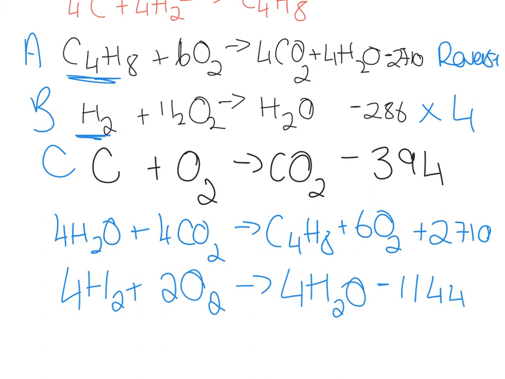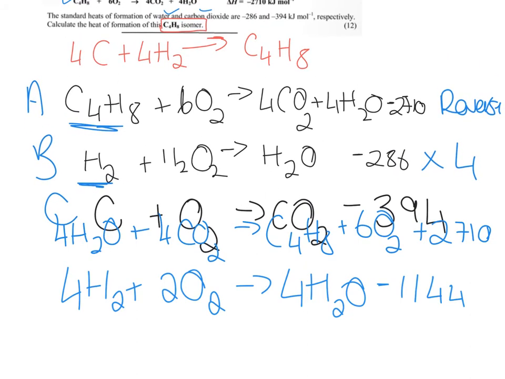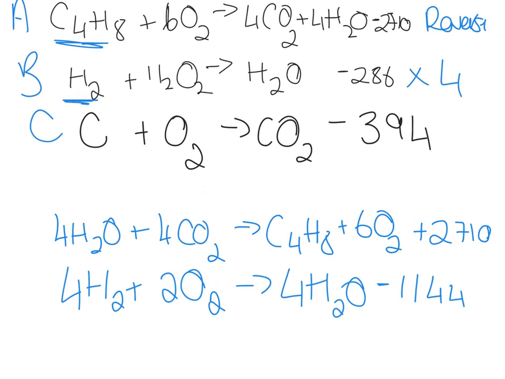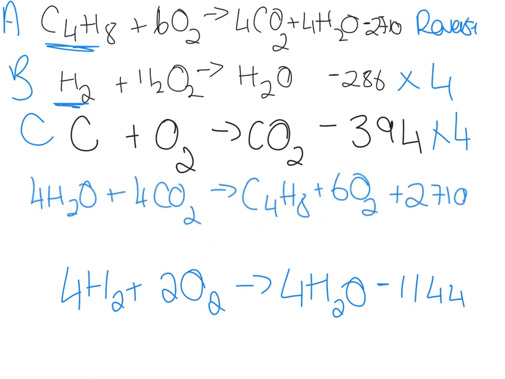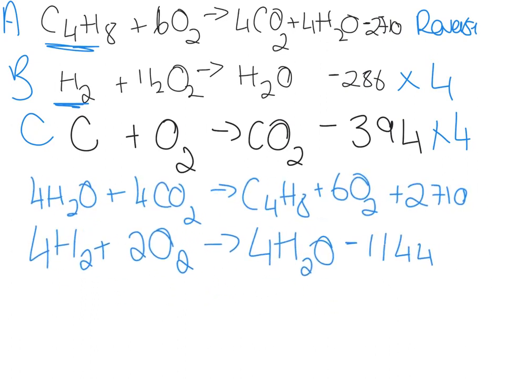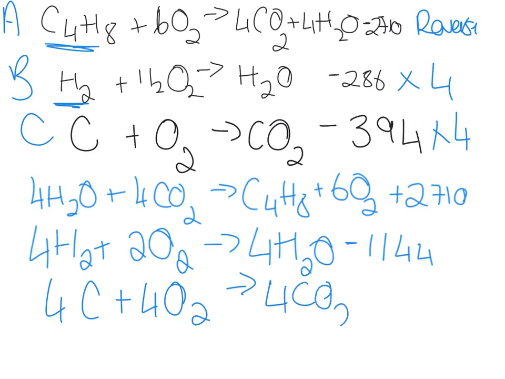And our last one that we need to manipulate, guys, is our carbon dioxide. Now, if I go back to what I want, I hope you can see that up here in this equation, I need 4 carbons. And the only place to get that from is from equation C. So I'm going to multiply everything in equation C by 4. So that leaves me with 4C plus 4O2 to give me 4CO2, and I multiply my delta H by 4, so my minus 394 by 4, and that gives me minus 1576.